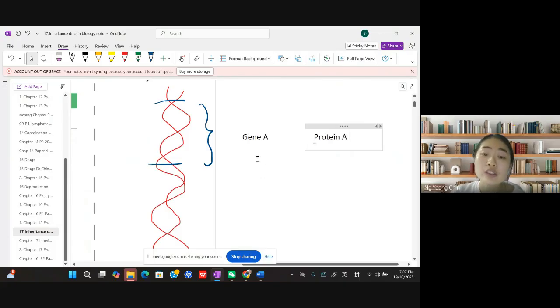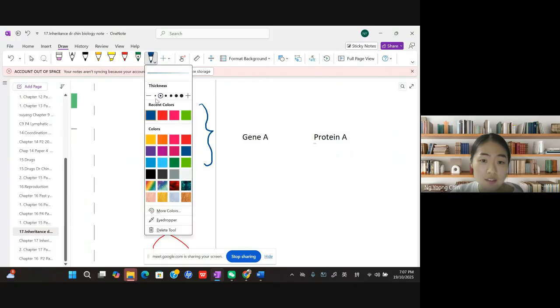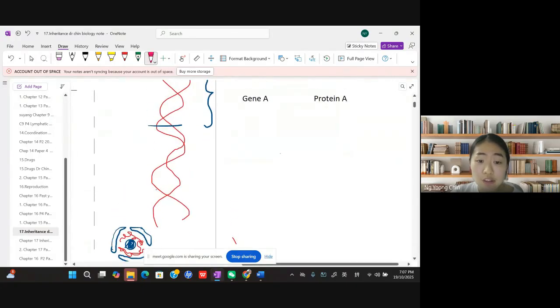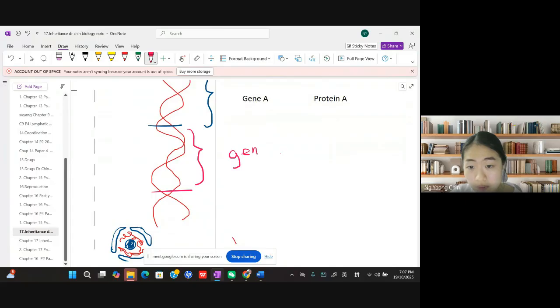And then you have another gene, gene B here, another portion of the DNA. So you can see it's actually located on the same strand of DNA, but at a different location of the DNA. So this is gene B, for example. Okay, gene B. So what does gene B do? Gene B later will also undergo transcription and translation, and then they will become protein B.